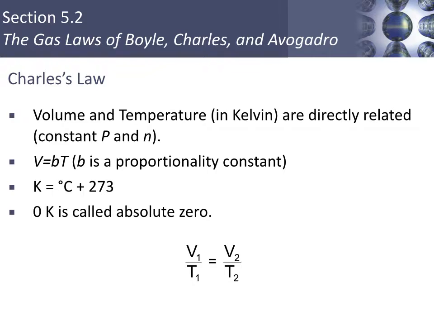Charles' law is the next one, and this is when he started to look at the relationship between volume and temperature. One thing that's important to keep in mind here is that we're converting from Celsius to Kelvin. If we have a number in Celsius and we want to convert it to Kelvin, we add 273. Also important to note that a number at 0 Kelvin is called absolute zero.